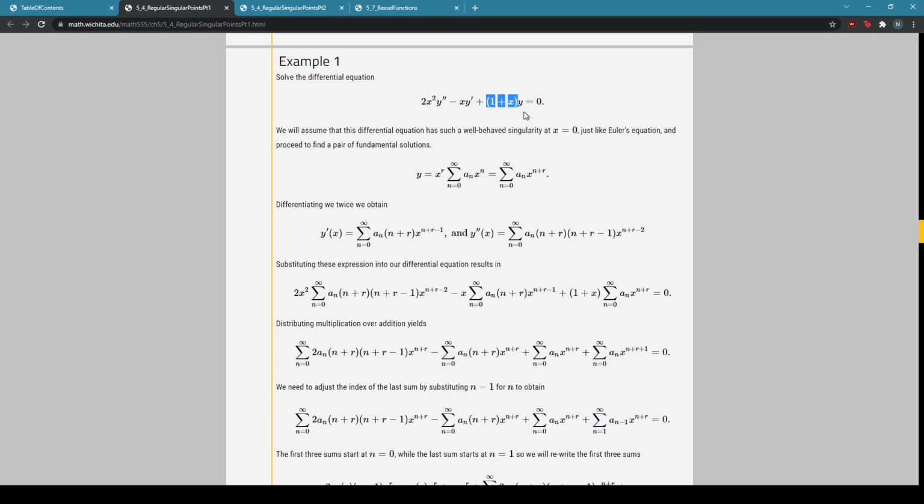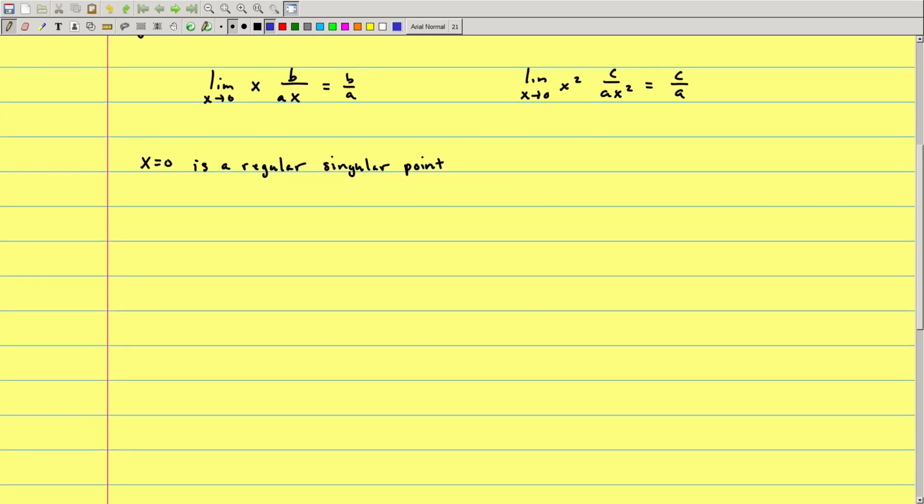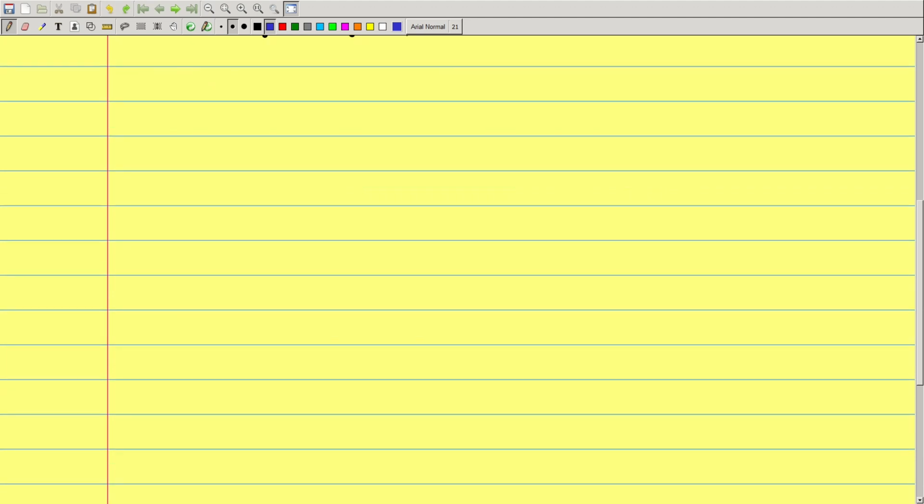But what we want to do is we want to build a solution using the same kind of techniques that we did last time in our previous sections for this chapter, and try to get something that allows us to use Euler's equation as our jumping off point. Okay, so let's get into that, and I will show you how this all works, and then we'll do an example involving Bessel functions.